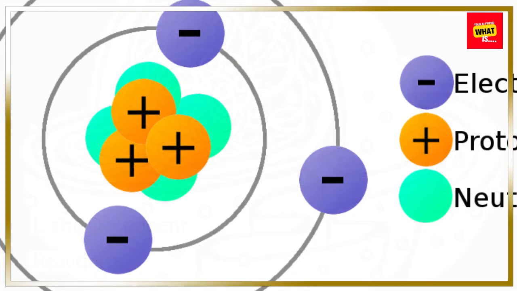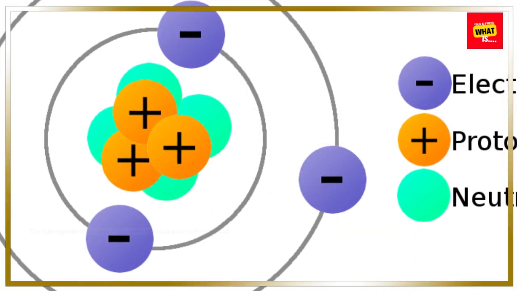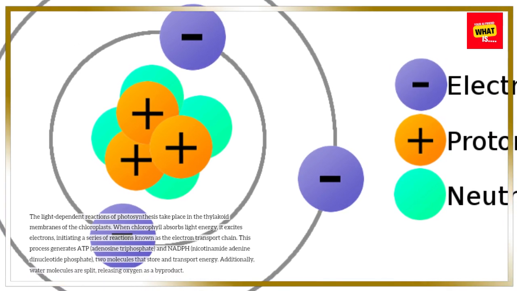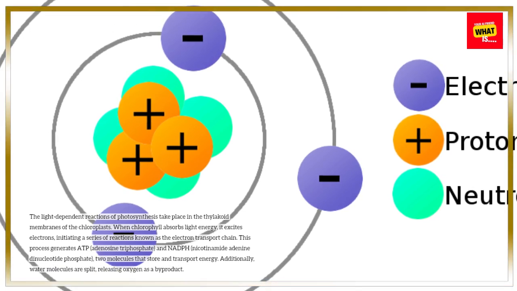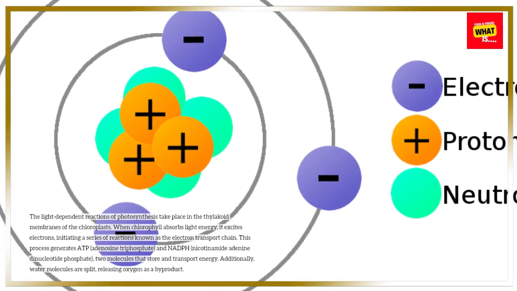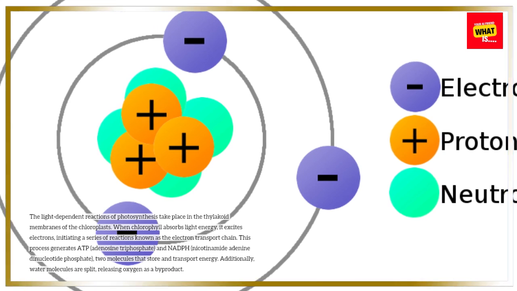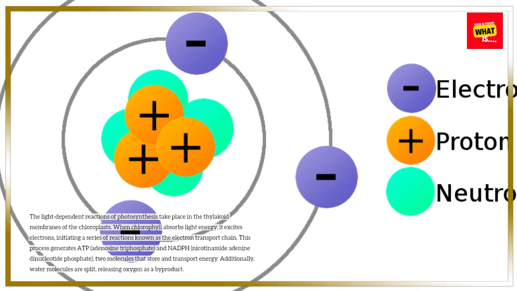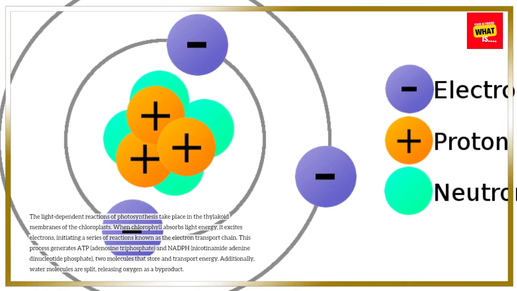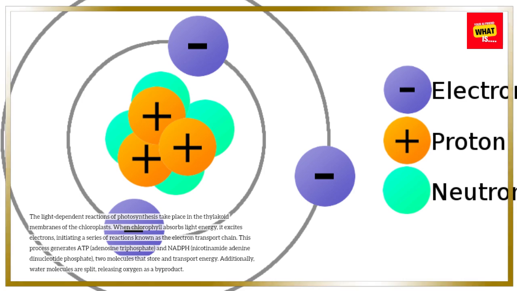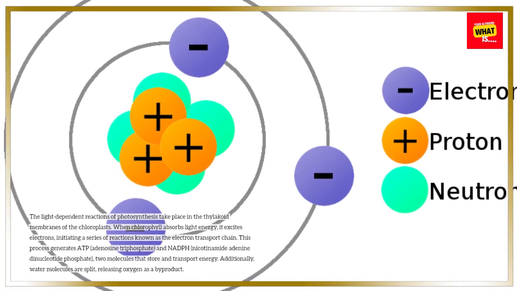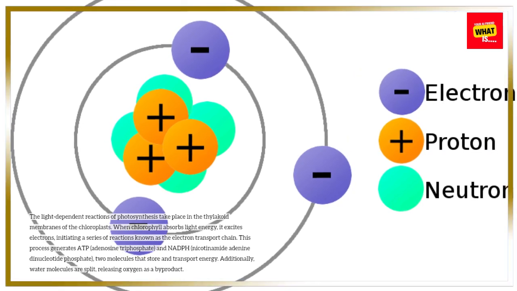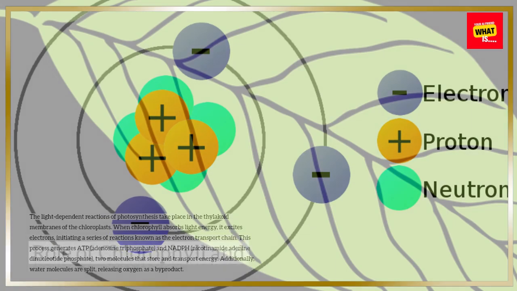Light-dependent reactions. The light-dependent reactions of photosynthesis take place in the thylakoid membranes of the chloroplasts. When chlorophyll absorbs light energy, it excites electrons, initiating a series of reactions known as the electron transport chain. This process generates ATP, adenosine triphosphate, and NADPH, nicotinamide adenine dinucleotide phosphate, two molecules that store and transport energy. Additionally, water molecules are split, releasing oxygen as a byproduct.